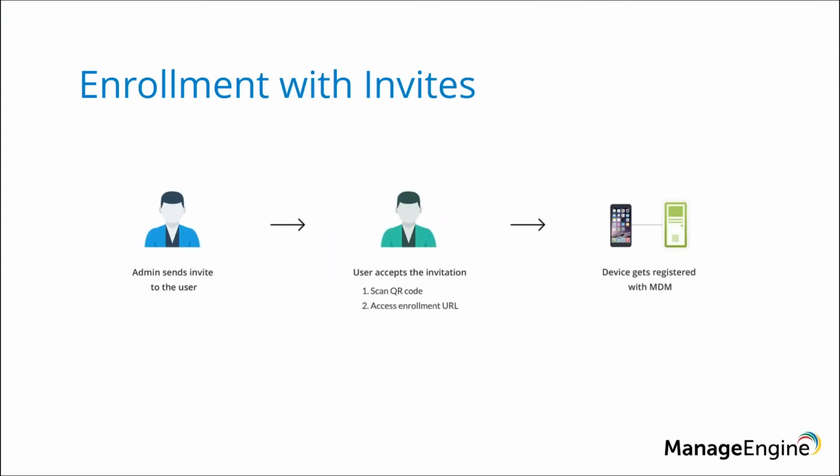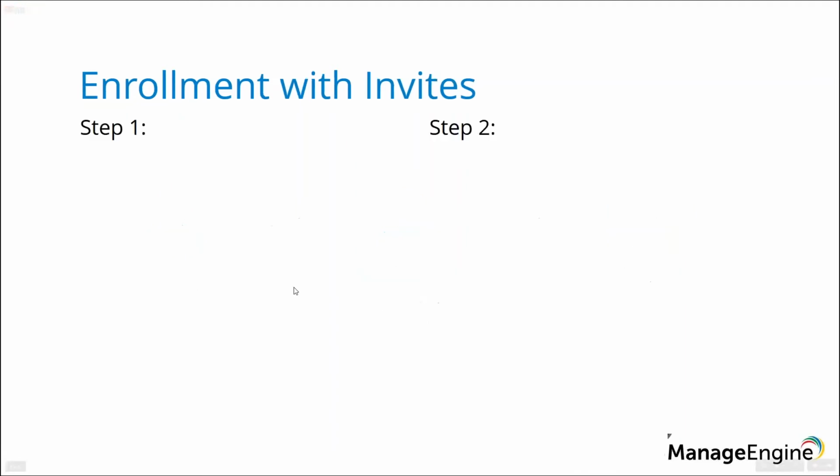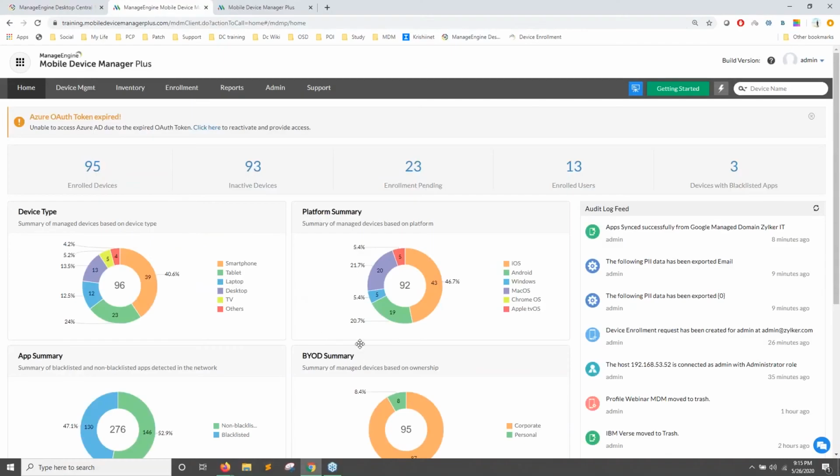First, this is the diagrammatic workflow for the email invite enrollment. Let's say an admin sends the invite, the users can accept the invitation, scan the QR code, or access the enrollment URL to feed in the information and register the devices with our MDM. So let me take you to the product console to show you how you can send an email invitation to the users for adding the devices into the product scope. For that, I'll go to the enrollment section.